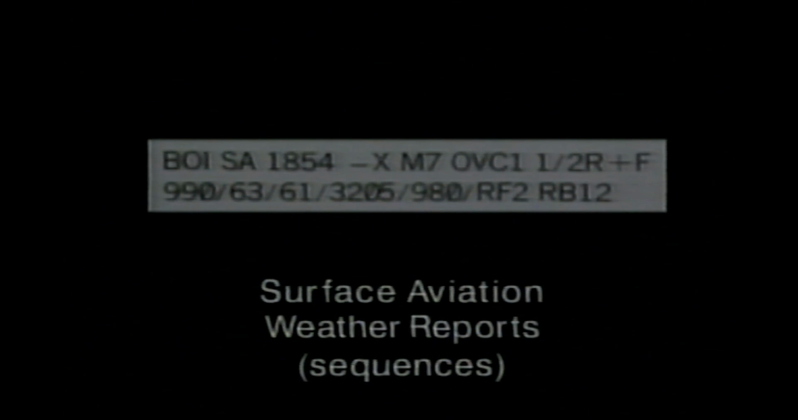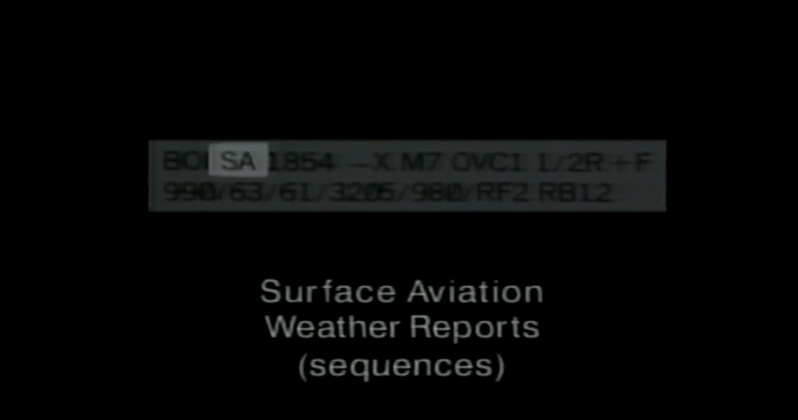Surface aviation weather reports, also called sequences, are printed reports of actual observed weather. I'd say that I use sequences more often than any other single form of weather report. The observations are made at least hourly while the station is open, or more often if the weather conditions are changing significantly. You'll find 3 abbreviations used on sequences.